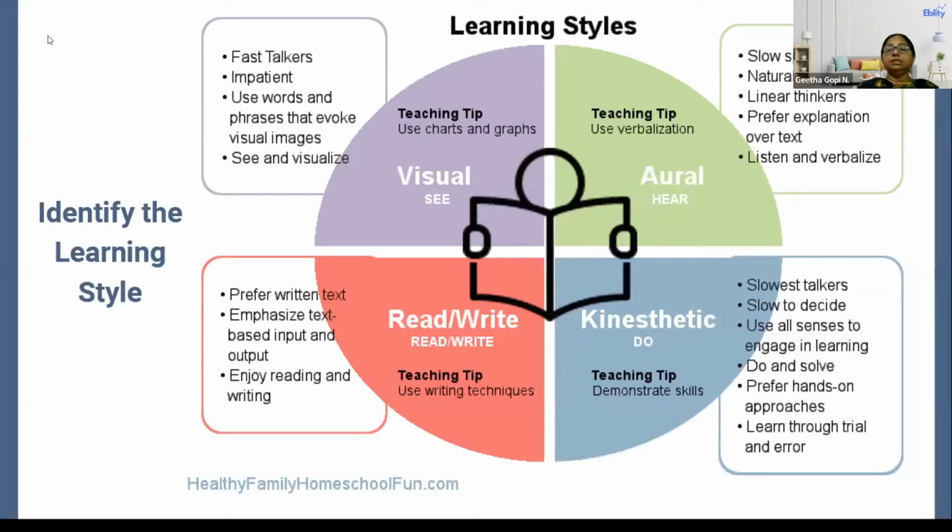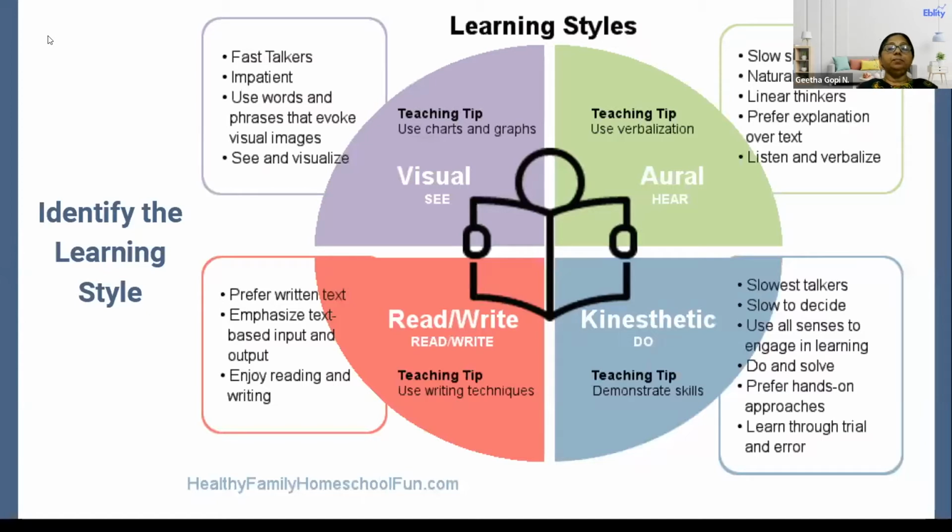When it comes to kinesthetic or tactile learners, they are generally very slow in talking. They are slow to decide what to do. Usually they engage most of their senses in learning, and they like hands-on activities. So it's more like do-and-solve activities. They learn a lot through trial and error. Much of their learning takes place when their body is moving, and fine motor or gross motor skills are involved when they are doing their learning activity.